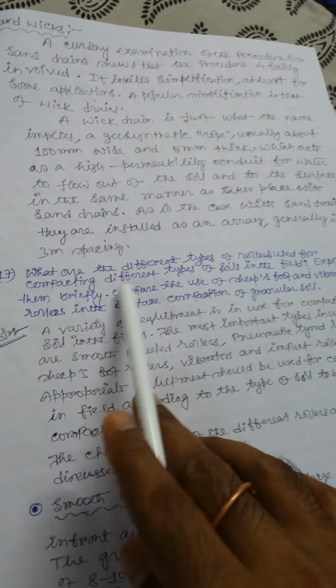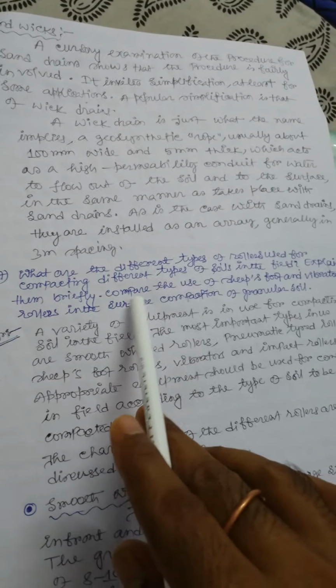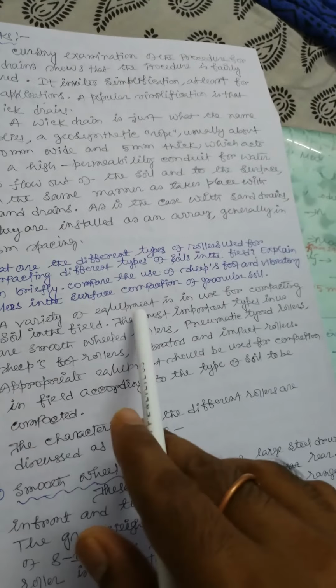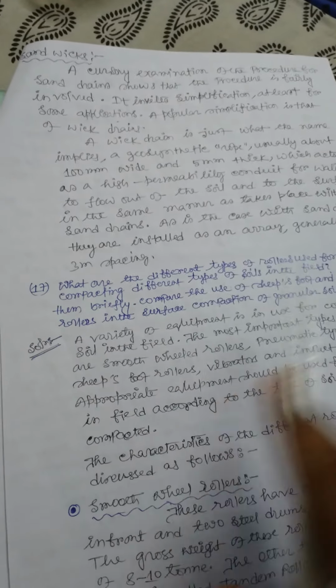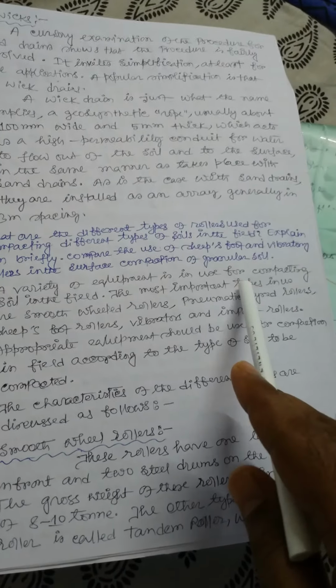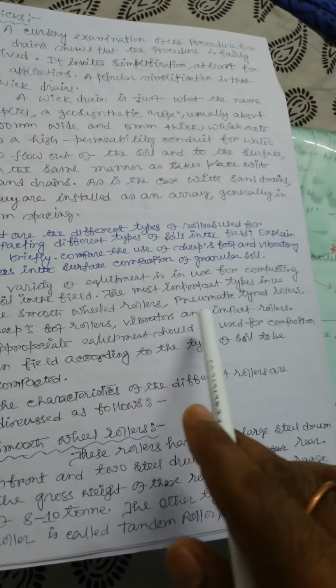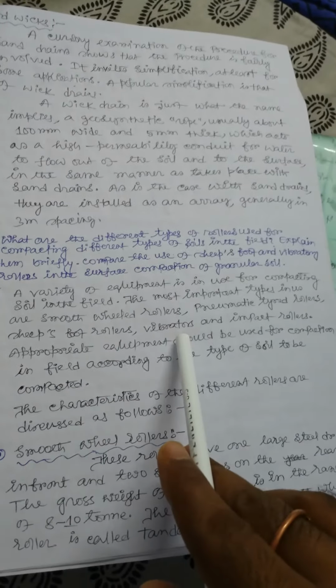For compacting different types of soil in the field. Explain them briefly. Compare the use of sheep foot and vibratory roller in the surface compaction of granular soil. A variety of equipment is in use for compacting soil in the field. The most important types in use are smooth wheel roller, pneumatic tire roller, sheep foot roller, vibratory and impact roller.